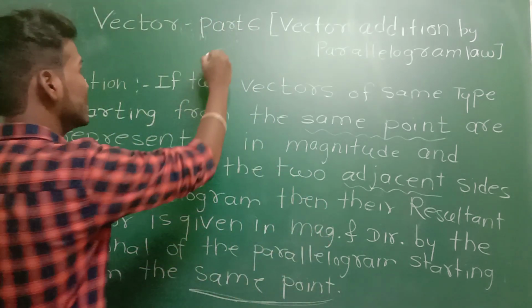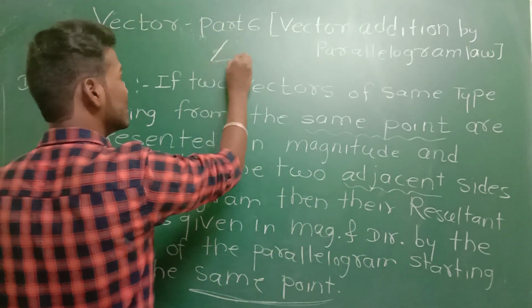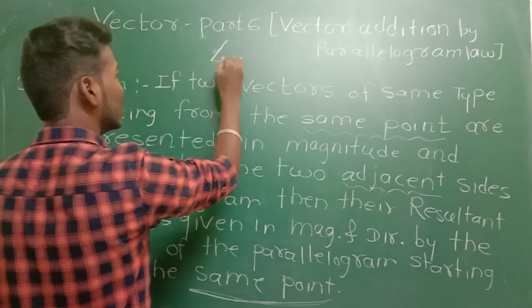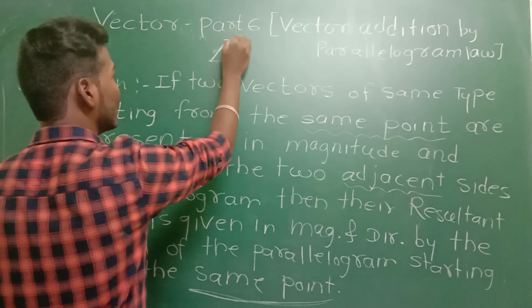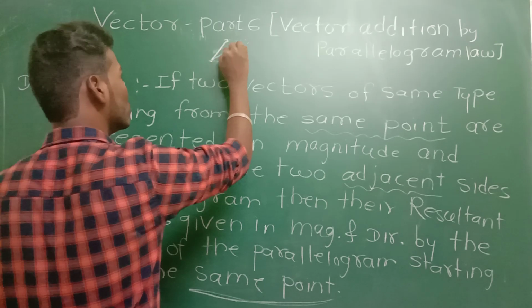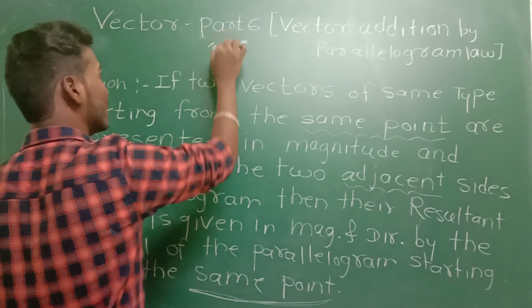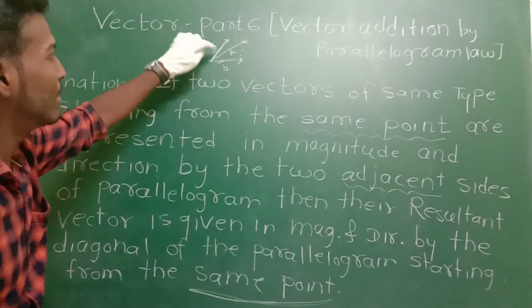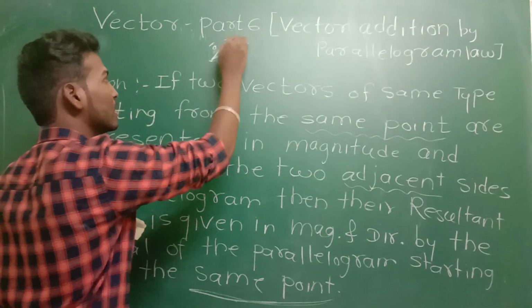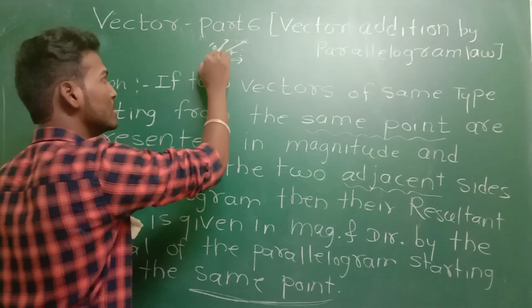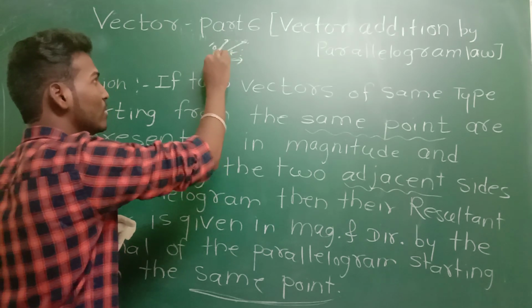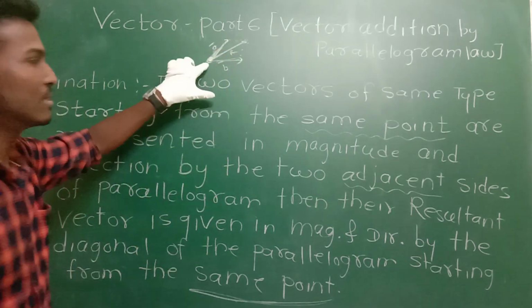Let's say this is one vector and this is another vector, and these two vectors we have to add. So we make a parallelogram structure, and this should be the diagonal. This is the resultant. Let's say this is A bar and this is B bar. Then this will be the resultant, which is the diagonal, and all three vectors are starting from the same point.